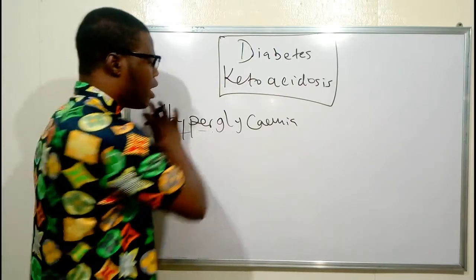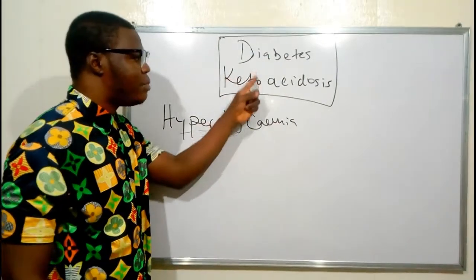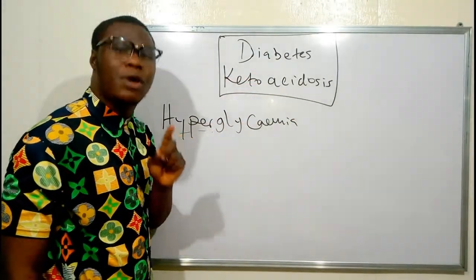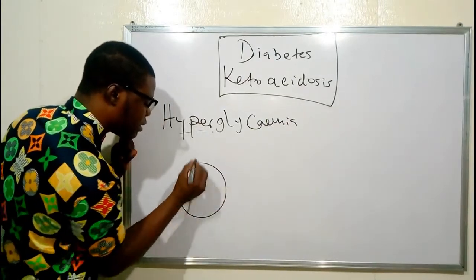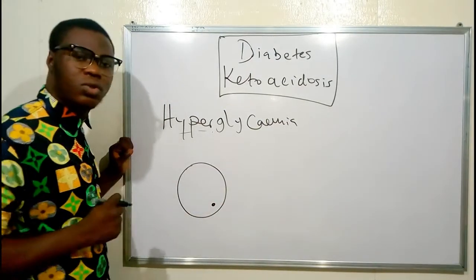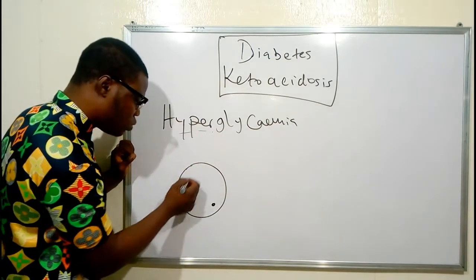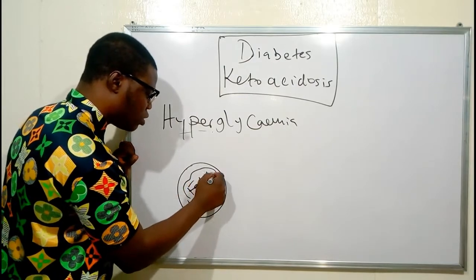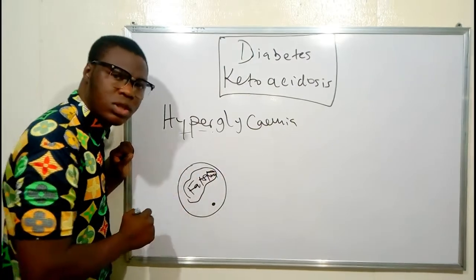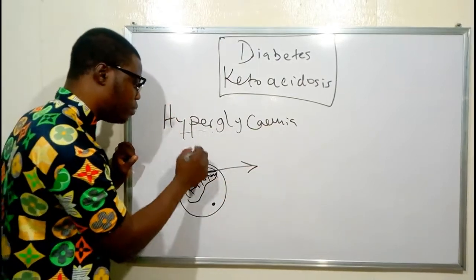Now, after hyperglycemia sets in, what is going to happen? Diabetic ketoacidosis is going to set in. But how? Since the body cells are unable to gain energy using glucose, they are going to break down their fat stores to get energy. And when they break down fat, this process is called lipolysis.